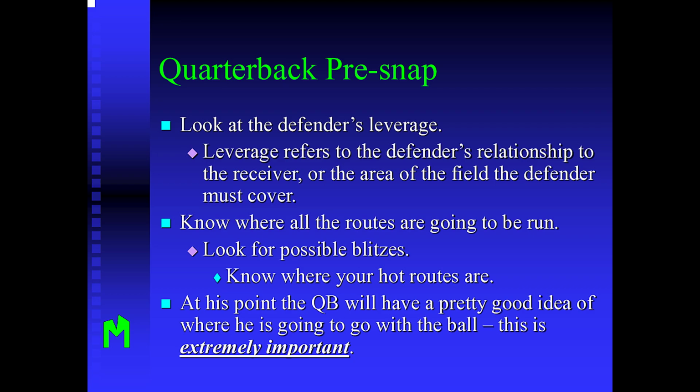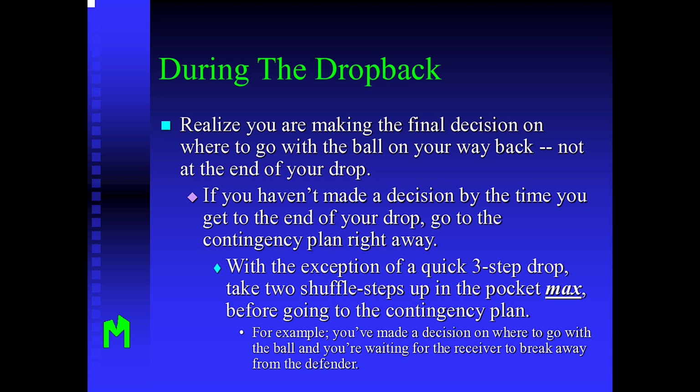By this point, the QB should have a solid idea of where to throw, which is vital for quick, effective decisions. During the drop back, the quarterback must make the final decision on where to throw while moving backward, not at the end of the drop. If no decision is made by then, the QB should immediately go to the contingency plan. Usually, after 2 shuffle steps in the pocket, the QB commits, waiting for the receiver to break free.